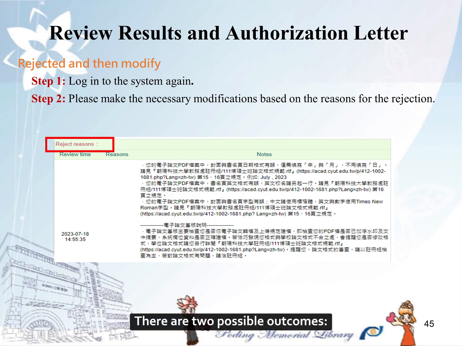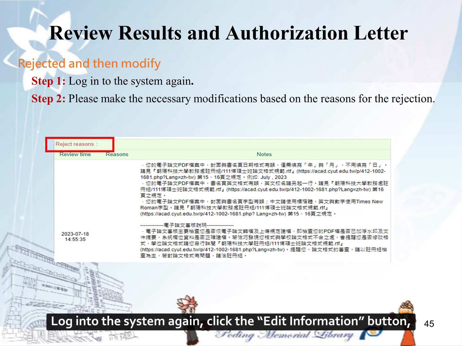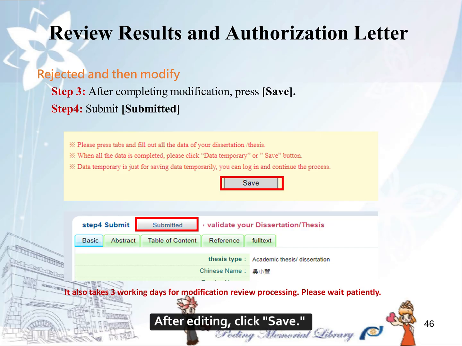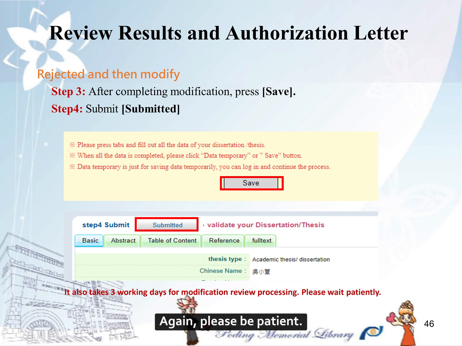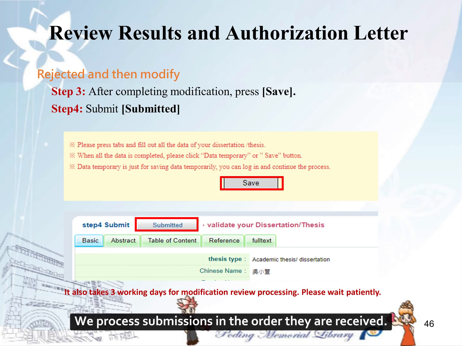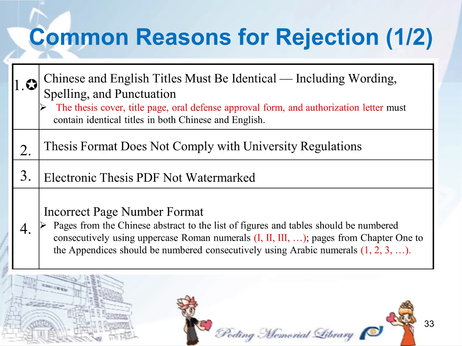There are 2 possible outcomes: approval, just submit the forms, or rejection, you'll need to revise and resubmit. Log into the system again, click the Edit Information button, and make your changes based on the reason for rejection. After editing, click Save. Then, in Step 3, re-upload the authorization letter forms. Finally, in Step 4, resubmit for review. Again, please be patient. We process submissions in the order they are received. As the deadline gets closer, more submissions come in, so review times may take longer.